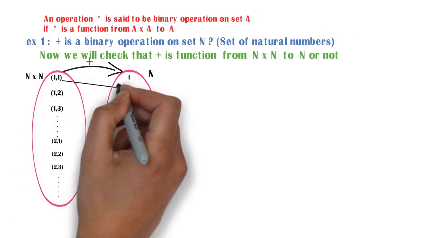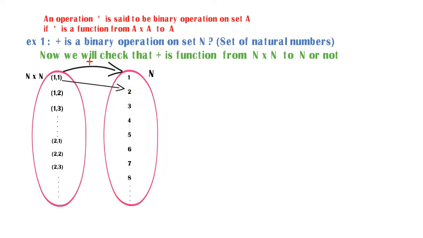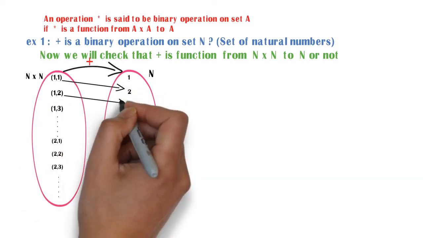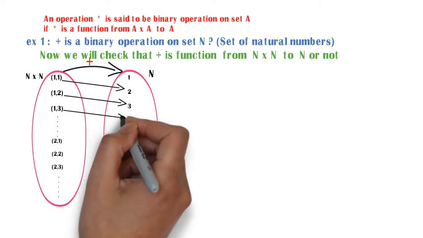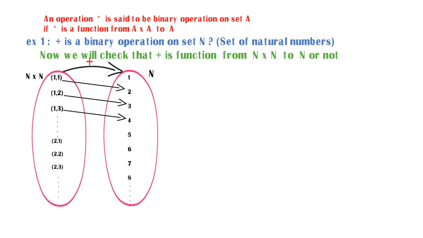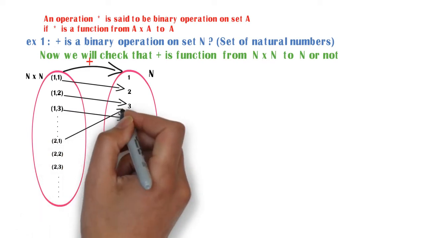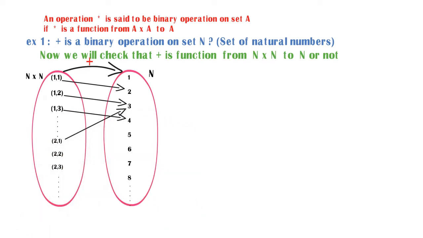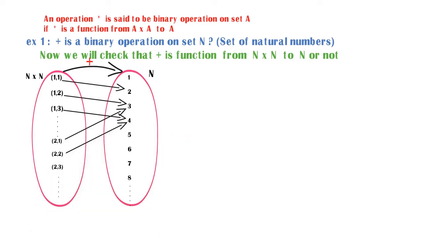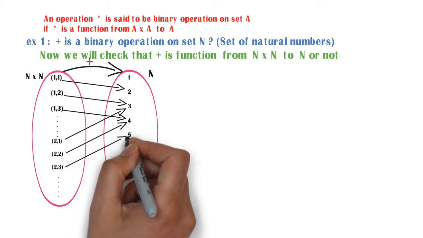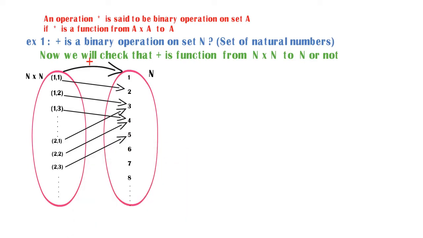As the relation is addition, 1 plus 1 is 2. 1 plus 2 is 3. 1 plus 3 is related to 4. Yes, (2, 1) is related to 3. (2, 2) is related to 4. 2 plus 3 is 5. You observe here in the first set N cross N, observe all the elements, how they are related.